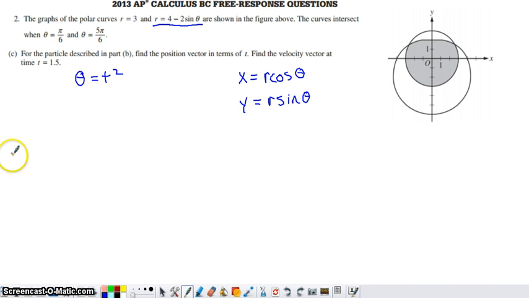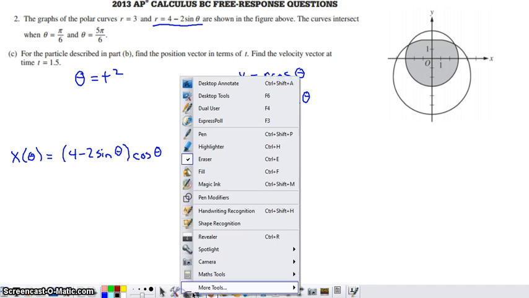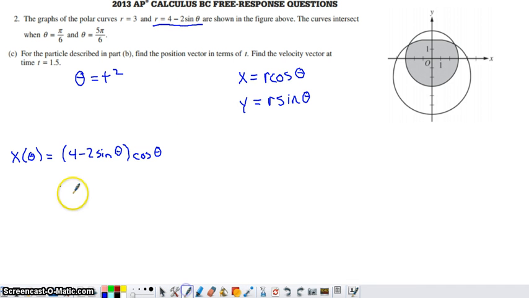So what we can say about x is that x of theta is equivalent to, so I'm writing x as a function of theta. If x is equal to r cosine of theta and r is equal to this, what I can go ahead and do is put 4 minus 2 sine of theta in place of r right here. And so x of theta, x as a function of theta, would be this. We actually did do that in part B.